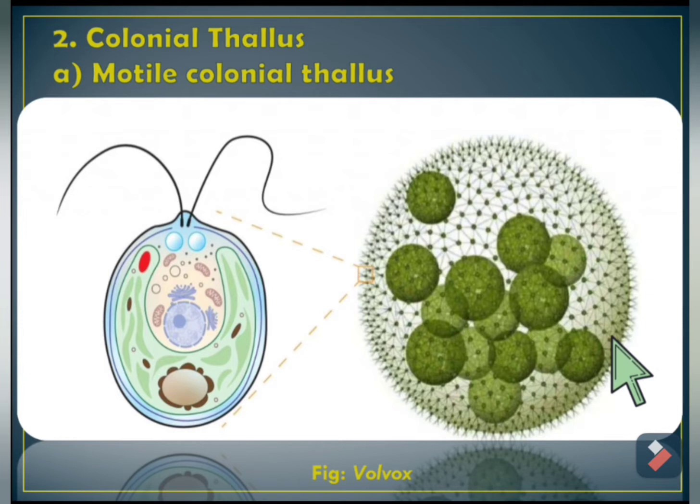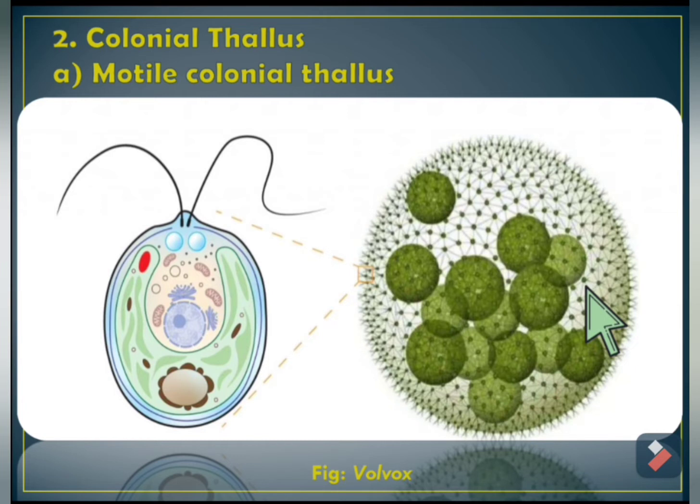Now it consists of a definite number of motile unicellular cells held together by a common mucilaginous sheath, or a covering. And the individual cells are independent of each other, and they usually act together to bring about the movement of this entire colony. Other examples which have this motile colonial thallus are Gonium and Pandorina. These two species have this kind of vegetative structure in their body.